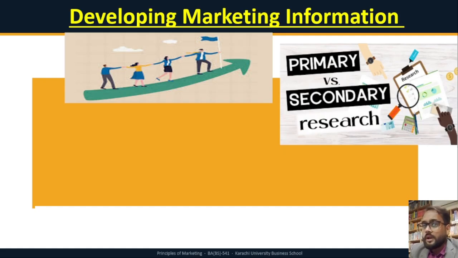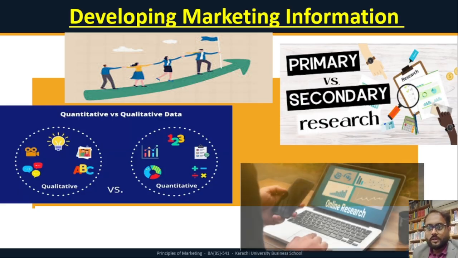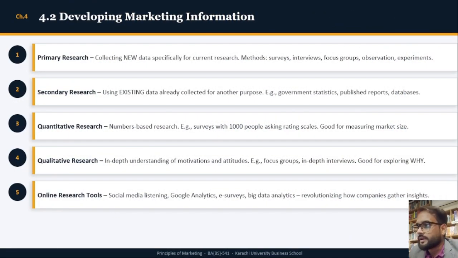Let's talk about what sources you can get the information from. Over here, developing marketing information means primary versus secondary research. You can get information from primary research and secondary research. You can also get information from qualitative, quantitative, and online research. Let's talk about it. Primary research means collecting new data specifically for the current research, with methods such as surveys, interviews, focus groups, observation, and experiments.